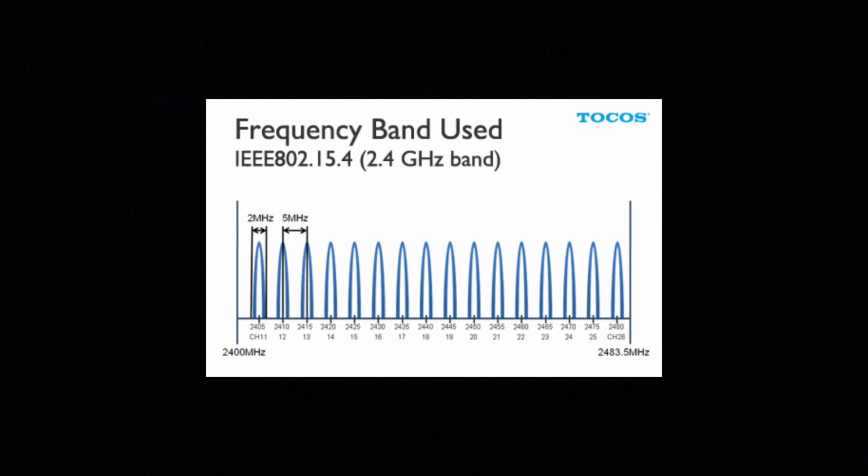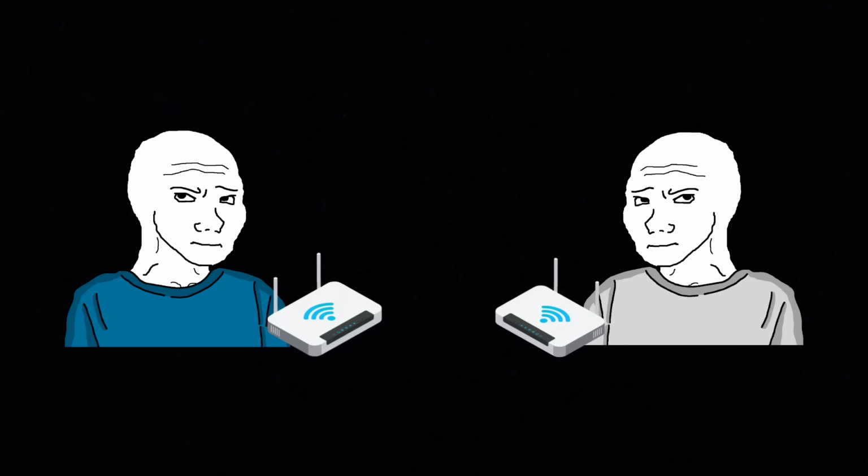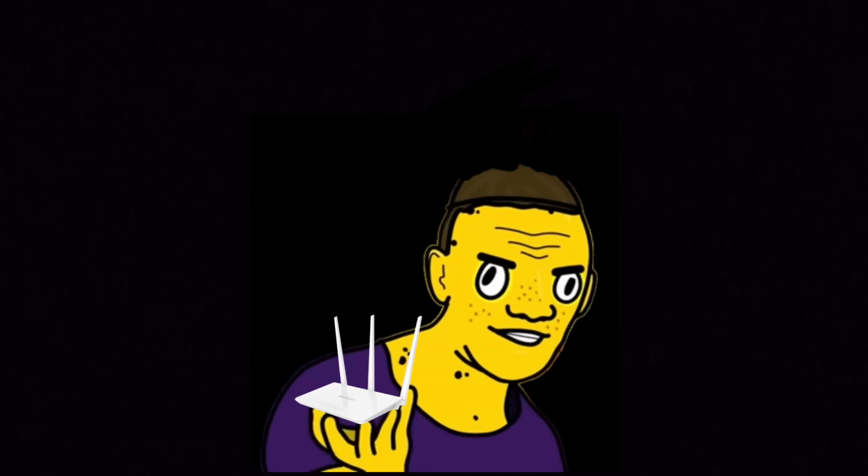It sends the signal to your router using a frequency band, like 2.4 gigahertz. This 2.4 gigahertz band is divided into channels to ensure that your bro's Wi-Fi next door doesn't interfere with yours. Only one device can send data on a channel at a time, so other devices must wait their turn. So what does your router actually do?